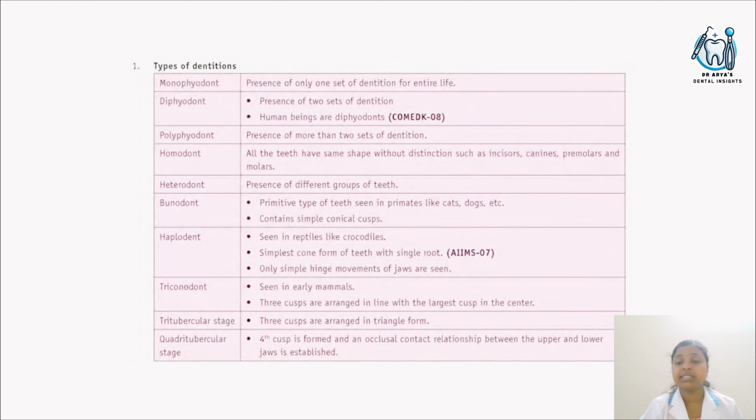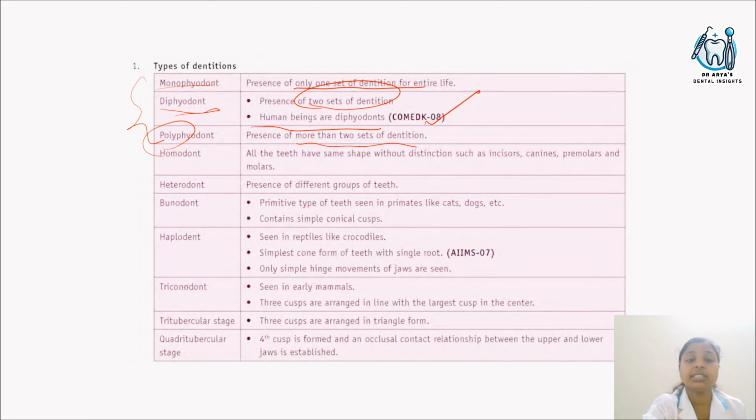So these are some of the important notes, that is types of dentitions. The first one is the monophyodont, diphyodont or polyphyodont. So mono means one. So it represents presence of only one set of dentition for the entire life. That is monophyodont. Whereas di means two. So human beings are diphyodonts. It's very important. It has the Comet K exam. Okay, so the presence of two sets of dentition in diphyodont. And polyphyodont. Poly means more than two sets of dentition. So this is the first type, that is monophyodont, diphyodont or polyphyodont.